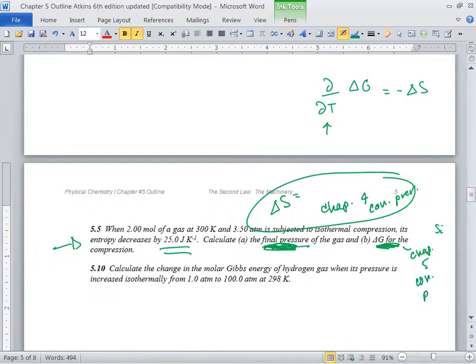So delta S equals NRT ln P1 over P2. Yeah, delta S was NRT ln P1 over P2. What's P1 over P2? Yeah, that's right, because they're the inverse of volume.